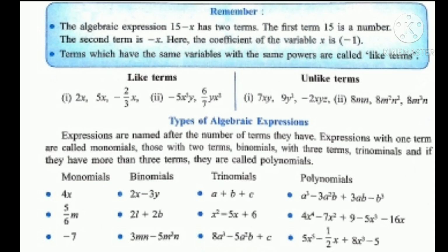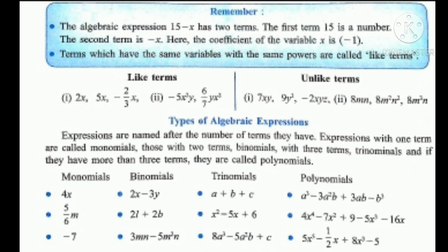So let us study this in more detail. See, the algebraic expression 15 minus x is one expression which has two terms. 15 is one term, and minus x is the second term. The first term, 15, is a number. The second term is minus x. This expression has two terms, 15 and minus x. Here, what will be the coefficient of variable x? Minus 1, as no number means 1, so with the minus sign it is minus 1. So the coefficient of variable x is minus 1.